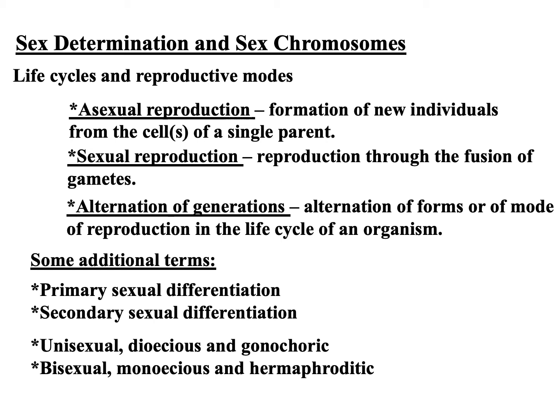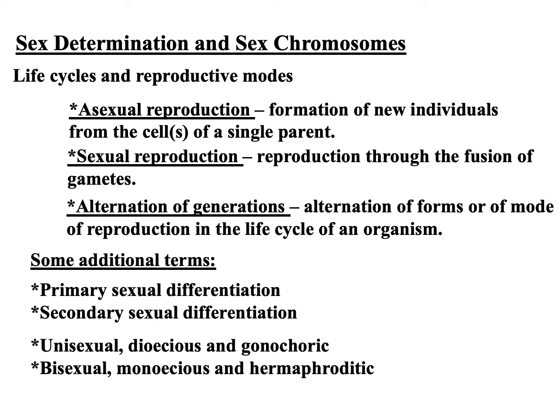Lastly, one additional mode of reproduction is known as the alternation of generations. In this particular situation, there is an alternation of forms or modes of reproduction in the life cycle of an organism. Oftentimes, this is switching between a diploid and a haploid state or sexual and asexual reproductive cycles. But there are examples that exist of alternation of generations in nature.